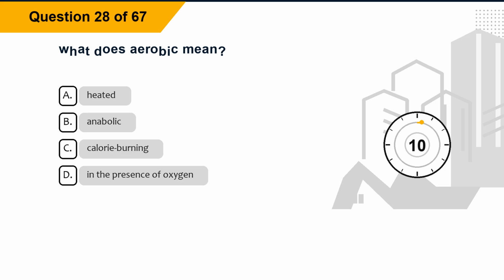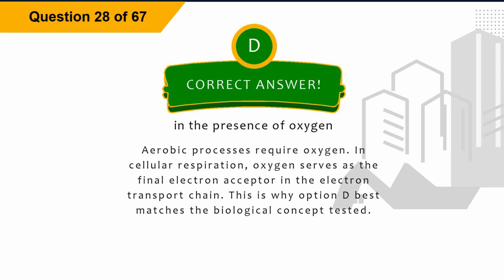Question 28. What does aerobic mean? Option A, heated. Option B, anabolic. Option C, calorie burning. Option D, in the presence of oxygen. The correct answer is option D, in the presence of oxygen. Explanation. Aerobic processes require oxygen. In cellular respiration, oxygen serves as the final electron acceptor in the electron transport chain. This is why option D best matches the biological concept tested.